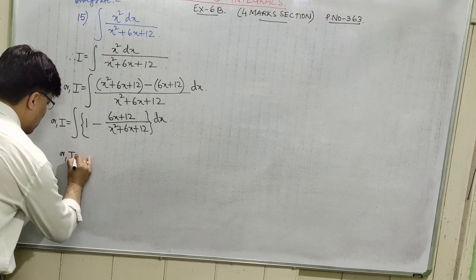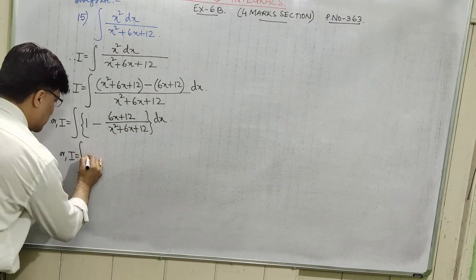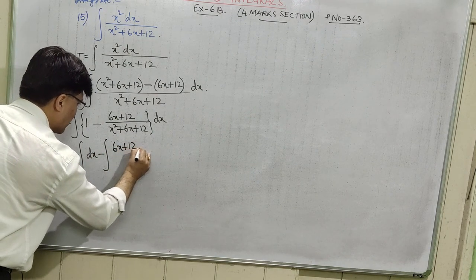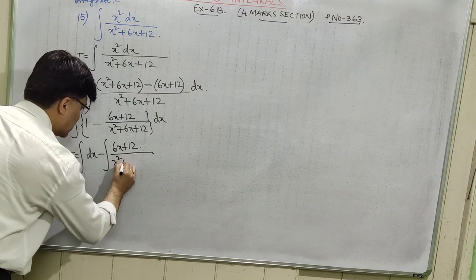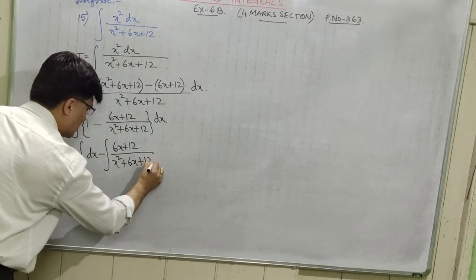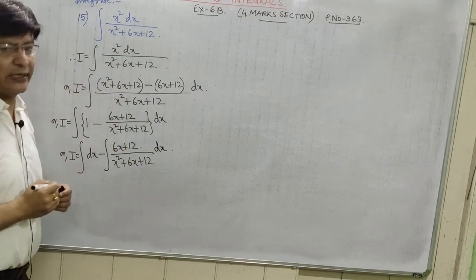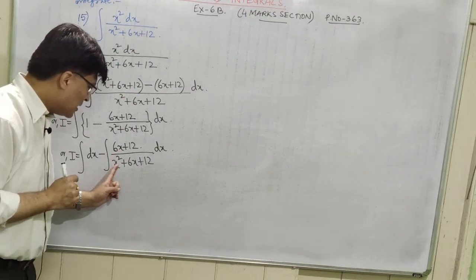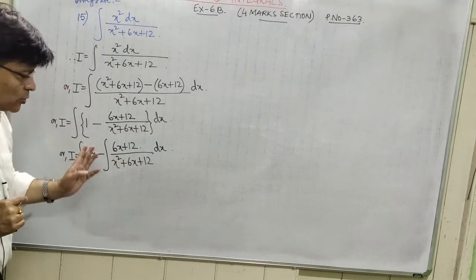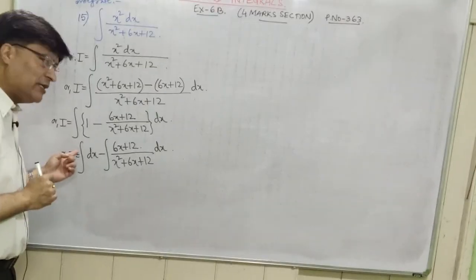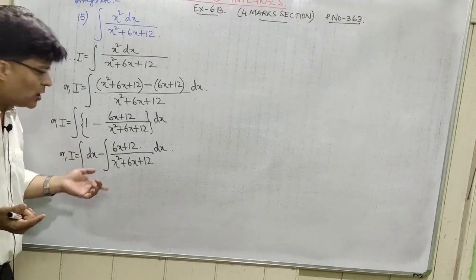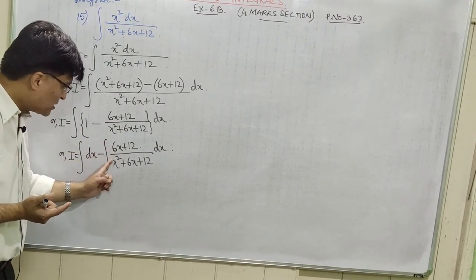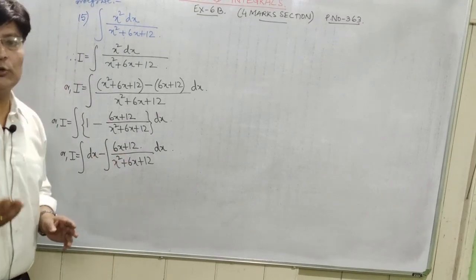So I is equal to integration of 1 into dx minus integration of 6x plus 12 divided by x square plus 6x plus 12, dx. Now how will you evaluate the second term? You can easily integrate the first function, integral sign dx, that is x. But in the second term, you cannot factorize the denominator.